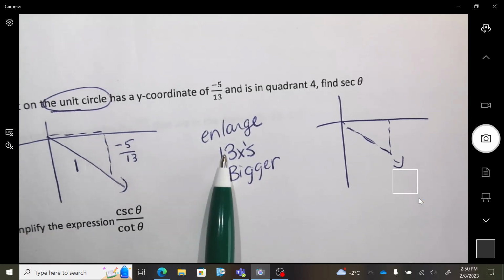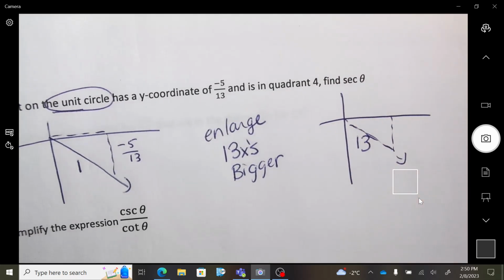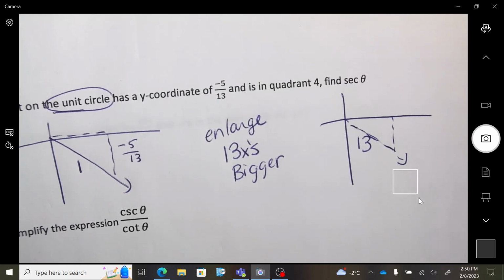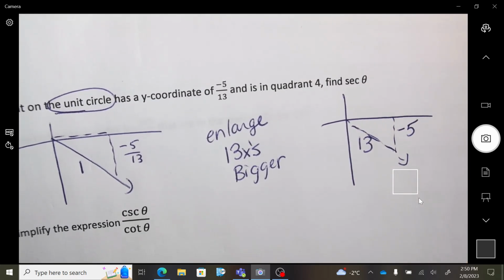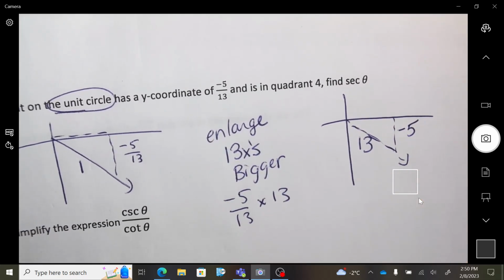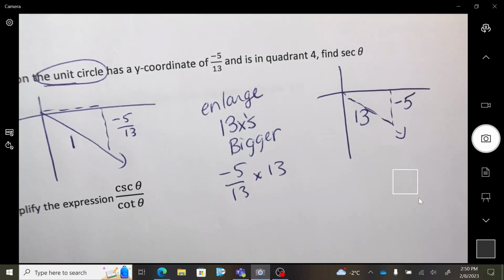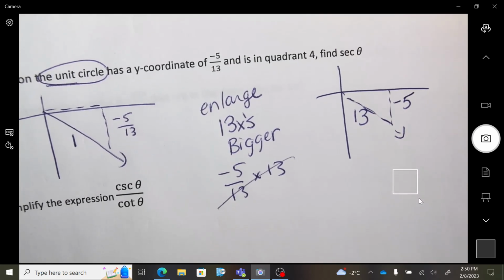This one is now 13 because I blew it up 13 times bigger. What happens to that fraction? We just blew it up, so then what? 5 times 13? Well, what happens if I times it by 13? Oh yeah, it cancels.